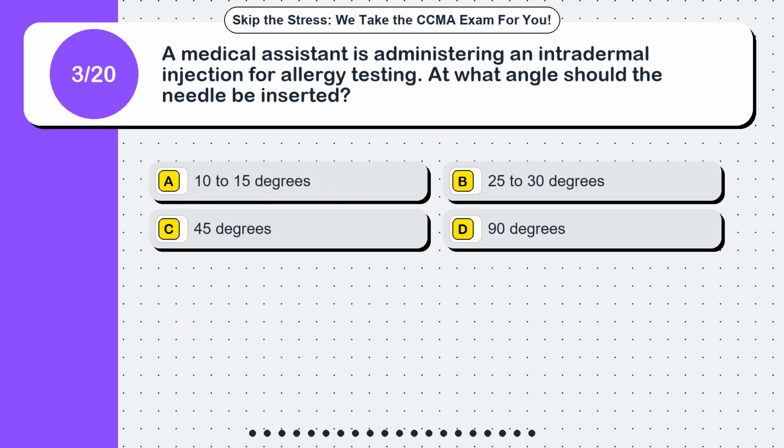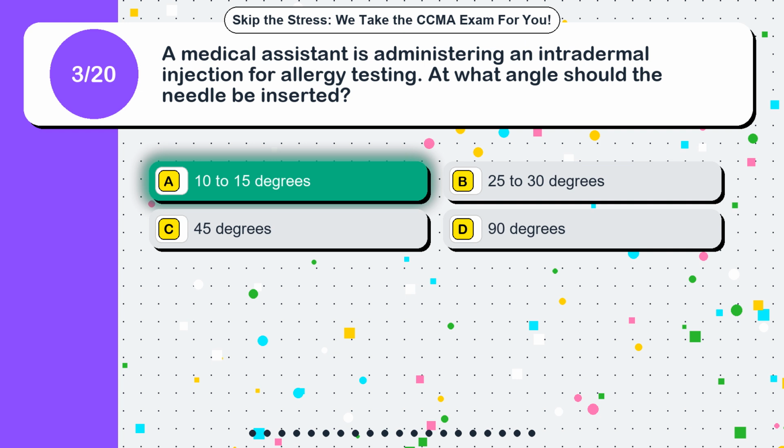Question 3. A medical assistant is administering an intradermal injection for allergy testing. At what angle should the needle be inserted? Option A, 10 to 15 degrees. Option B, 25 to 30 degrees. Option C, 45 degrees. Option D, 90 degrees. The correct answer is option A, 10 to 15 degrees.